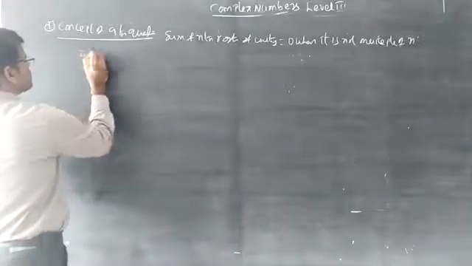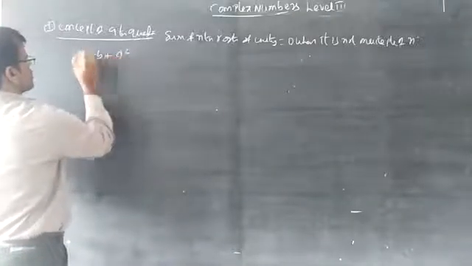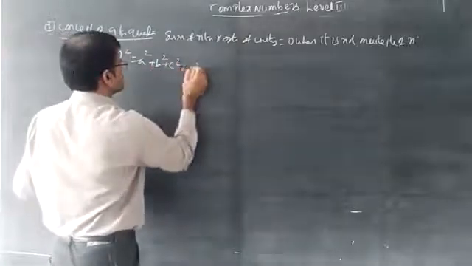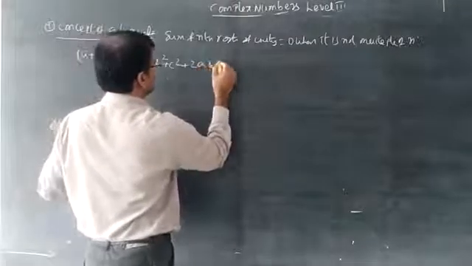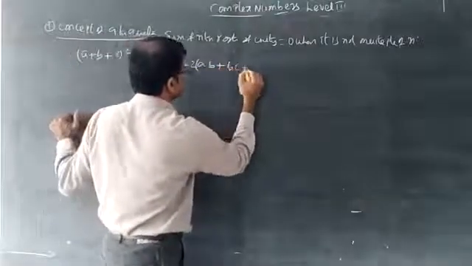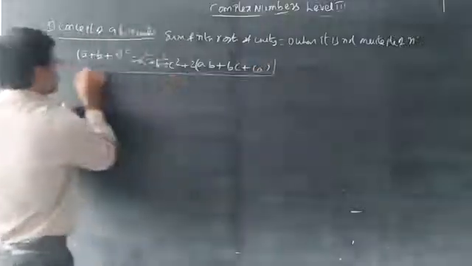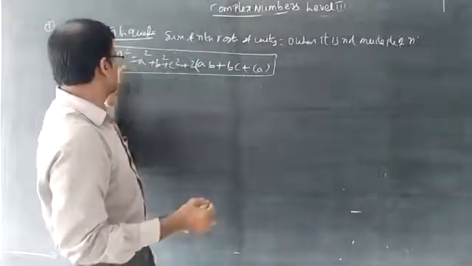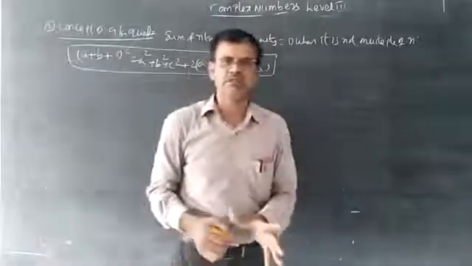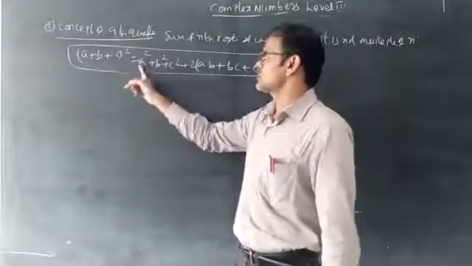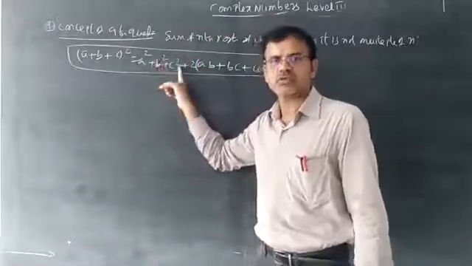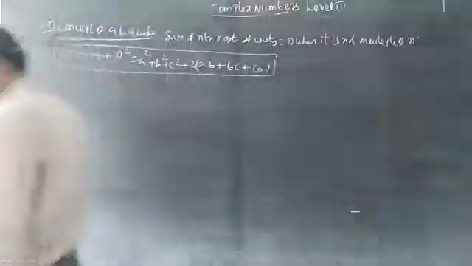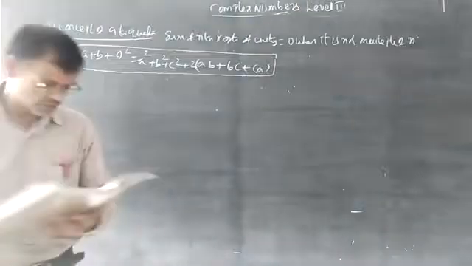And another concept I am going to discuss with you: the formula for (a plus b plus c) whole square, which is a square plus b square plus c square plus 2 into (ab plus bc plus ca). Of course, for (a plus b) whole square it is a square plus b square plus 2ab. Whenever you are squaring plenty of terms, first we get first term square plus second term square plus third term square and so on, plus 2 into the products of pairs. Now, according to theory of equations also we can solve the question.